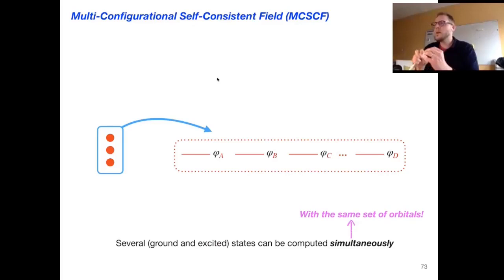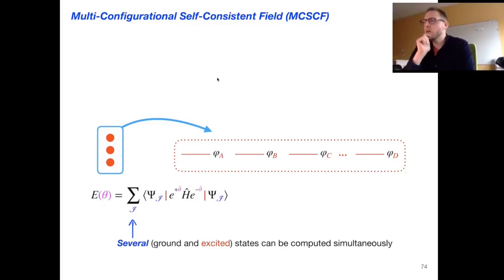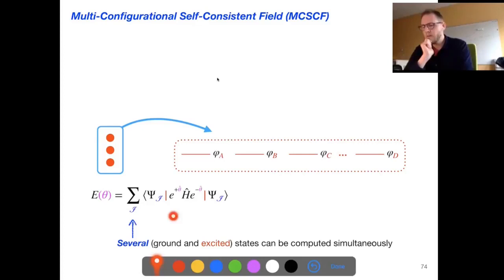What I mean by that is you are using a single set of molecular orbitals to describe both ground and excited states, okay? And the obvious question is, how do you proceed then? Because if it's simultaneous, it means that there must be a kind of democratic way of doing that. And actually, yeah, this is what's happening. So usually what you do is you consider a state average energy. So what I'm showing here would be the individual energy of some state I, which can be either ground or excited.